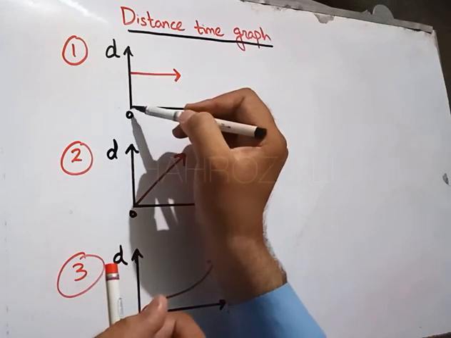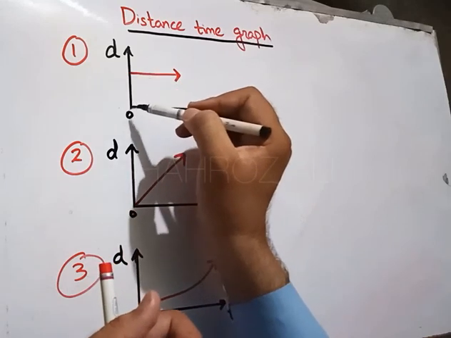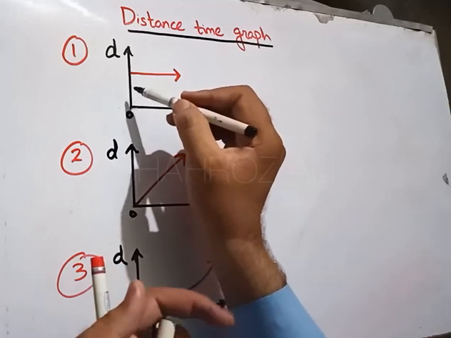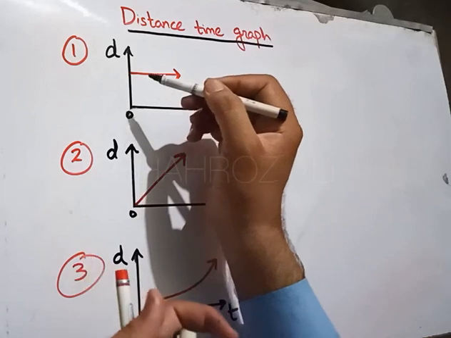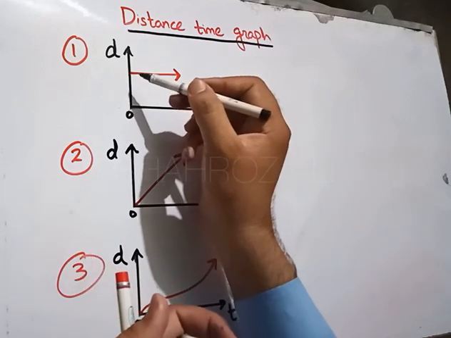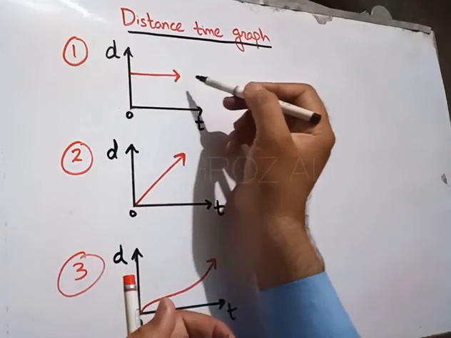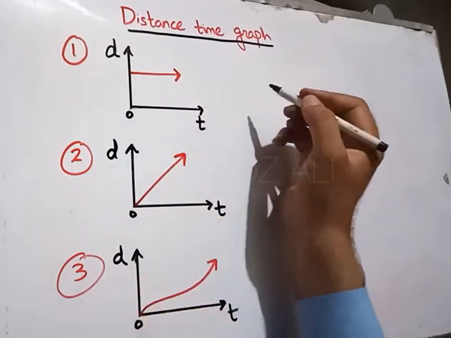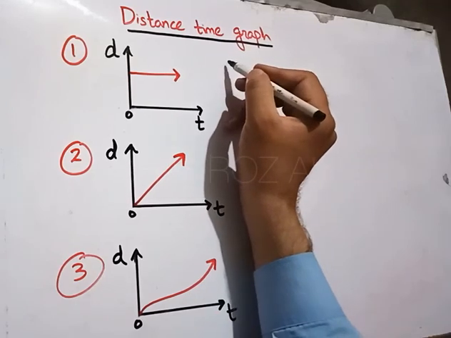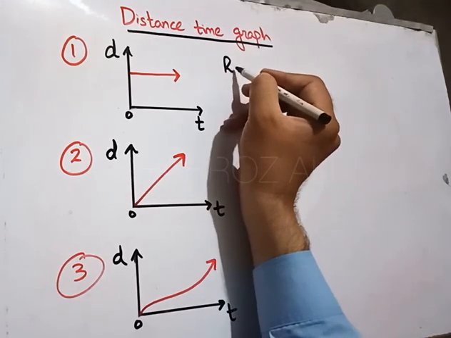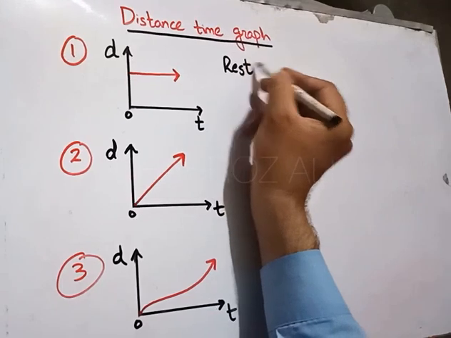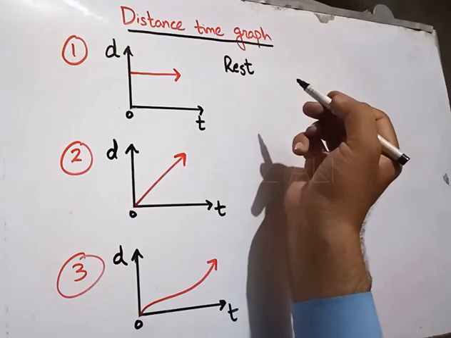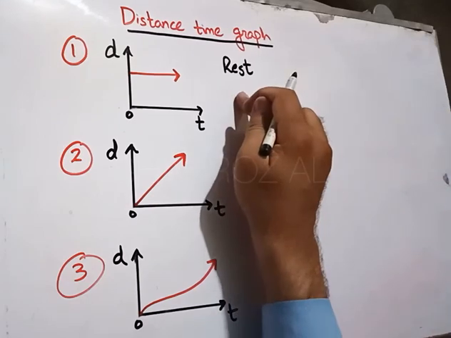Suppose you start from the initial point 0, and then the body has moved or covered some distance like 10 meter or 20 meter. After that the body is not covering distance, so in that case the body is at rest. So the first graph is showing the rest position of the body. The information it is giving us is that the body is at rest.